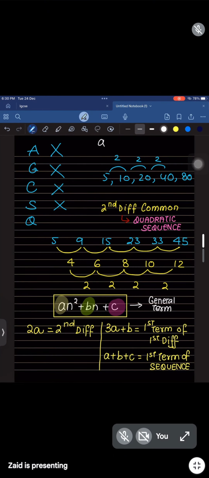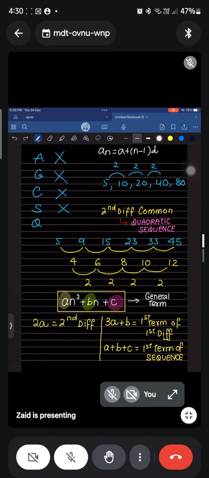Like for arithmetic, the general term was a n equals a plus n minus 1 into d. In the same way here, but a is not the first term, b is not the second term, and c is not the third term. We have something to be found. So a, b, and c are found using some properties. Property number 1, you have to memorize this: 2a equals whatever the second difference is, the common difference. What is the second difference in our case?